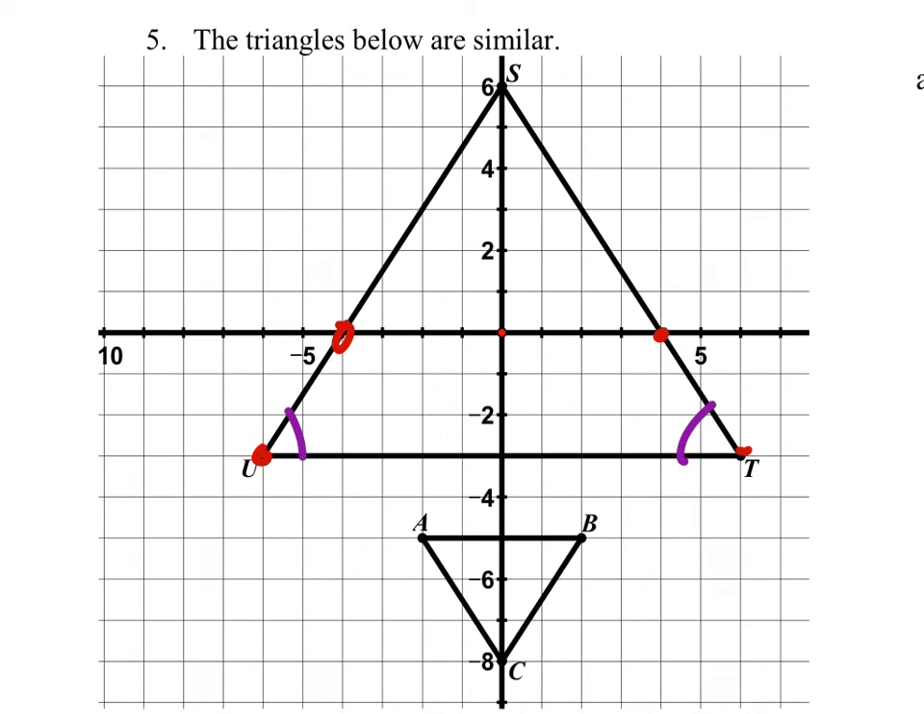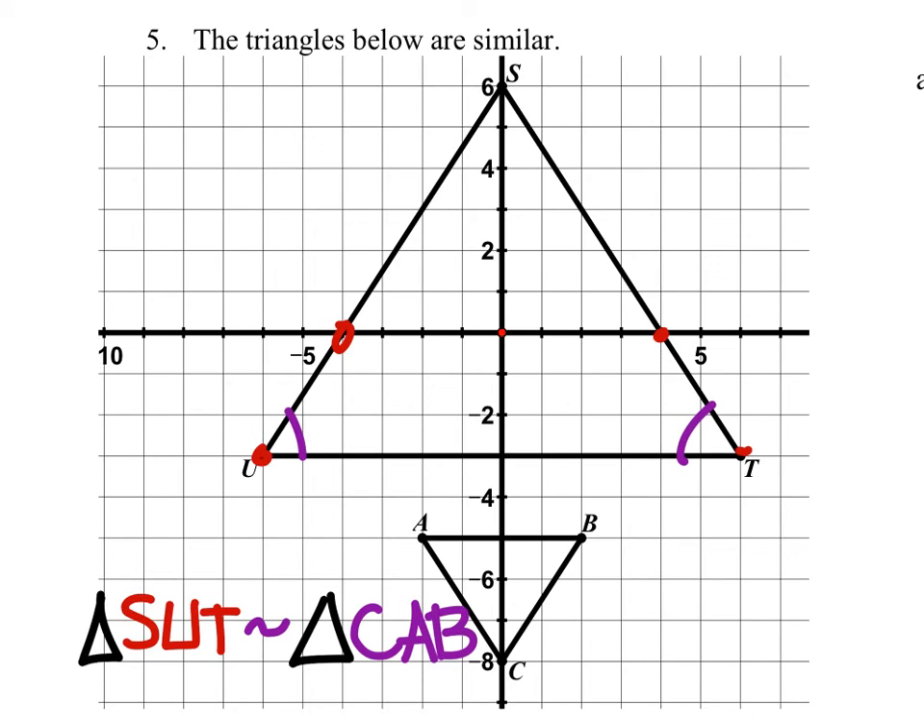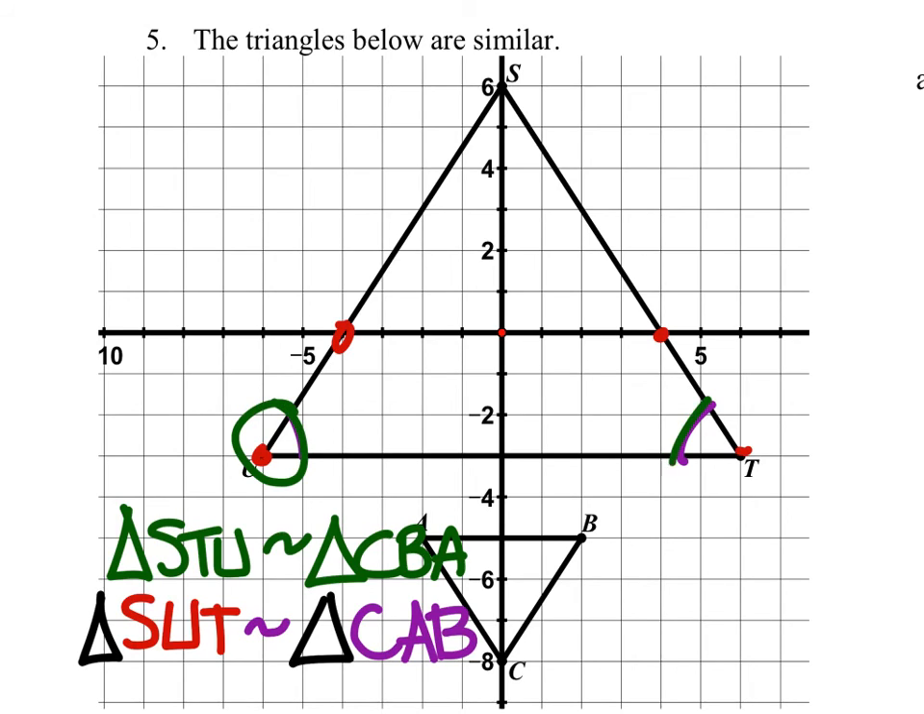So, when we list the similarity statement, I could say triangle SUT is similar to triangle. Looks like S corresponds with C in this case. And then it doesn't matter which order I go in right here. CAB. So if you had made this your list, this would be okay, and it means the same thing as both of these, because again, these two angles are the same right here.